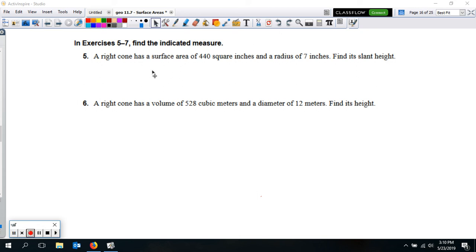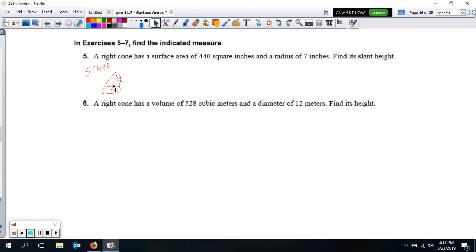So since we don't see the actual cone here, it might be helpful again to draw a cone just so we can kind of get a picture of it. So I always draw that out, so a little oval for the base here, for the circle base, and then just this little thing going up, a cone on top of that. So your slant height would be L. Your radius is 7. That's what it tells us in here. So a right cone has a surface area of 440. So our S is 440. The surface area is that. The radius is 7 inches. So we're trying to find its slant height.